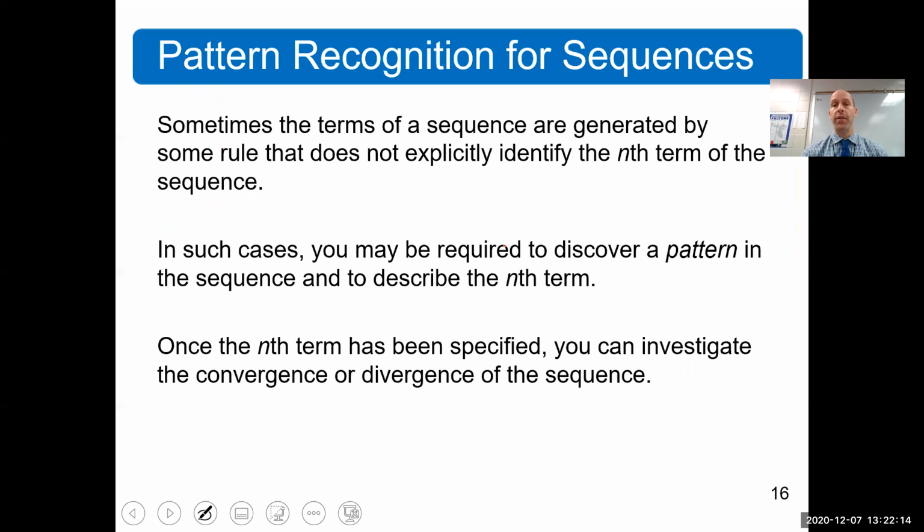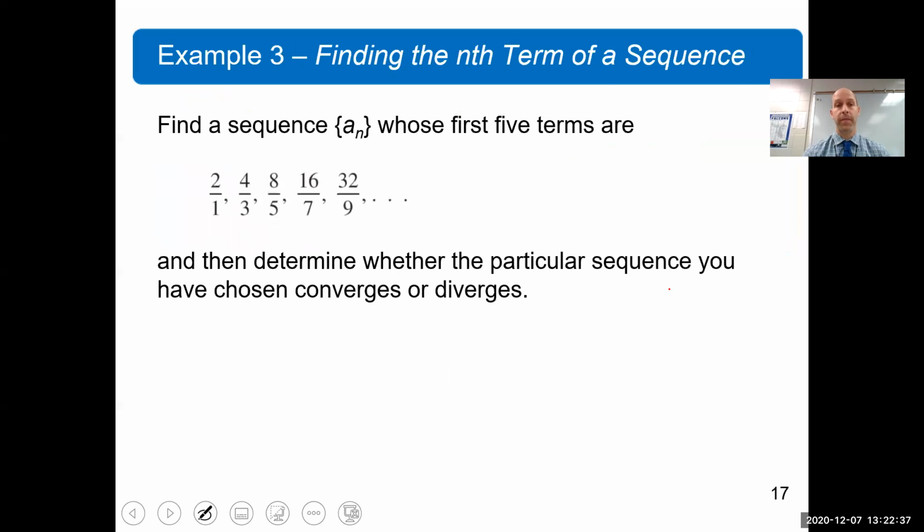Sometimes the terms of the sequence are generated by some rules that do not explicitly identify the nth term. In the example I did earlier, I gave you the explicit definition. In such cases, it may be required for you to discover the pattern. This is the part where it gets interesting. You're going to have to try to come up with the nth term. Once the nth term has been specified, you can investigate if it converges or diverges.